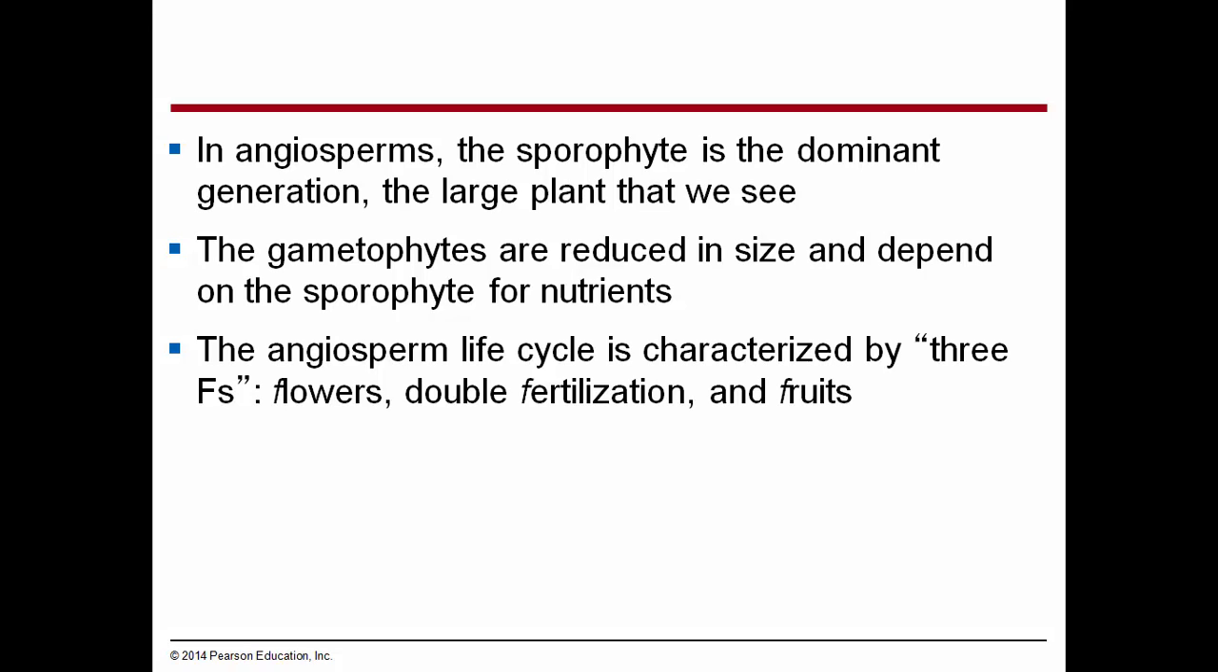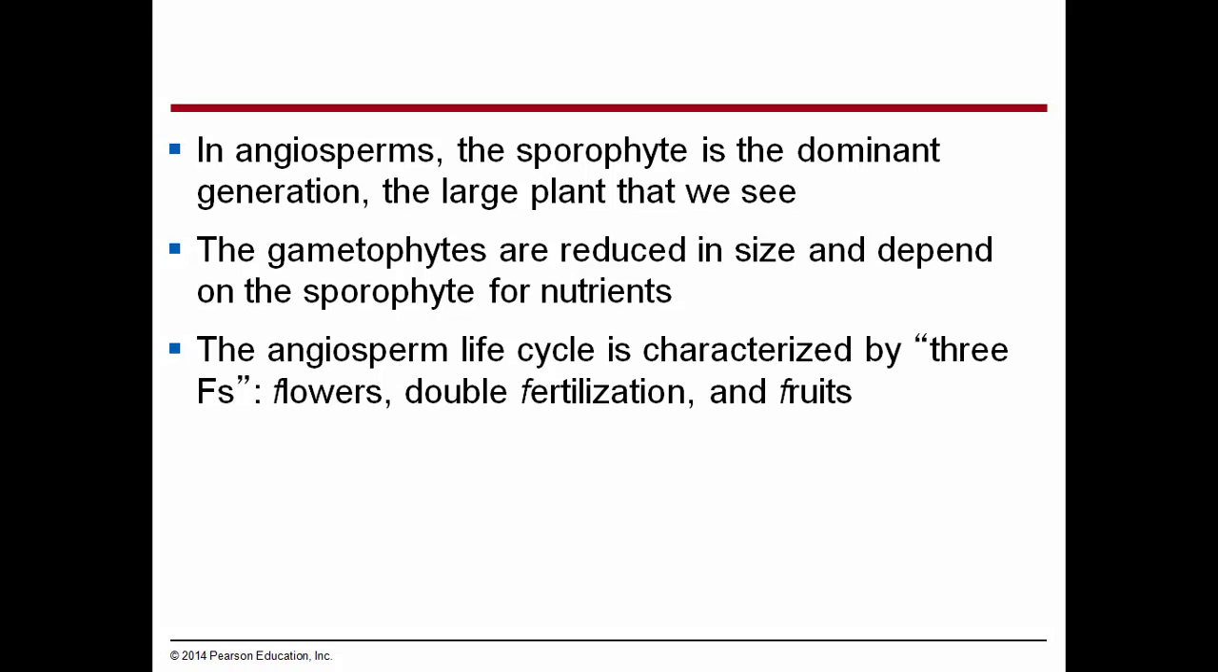In angiosperms, the sporophyte is the dominant generation, the large plant that we see. It's the tree, it's the oak tree, it's the maple tree, it's the tomato plant itself. That's the sporophyte. It's the dominant generation. The gametophytes are reduced in size and depend on the sporophyte for nutrients. The gametophytes are just like the sperm inside the pollen and the eggs inside the ovaries. The angiosperm life cycle is characterized by 3 F's: flowers, double fertilization, and fruits. So when you see these characteristics, you know you're talking about an angiosperm, particularly flowers.